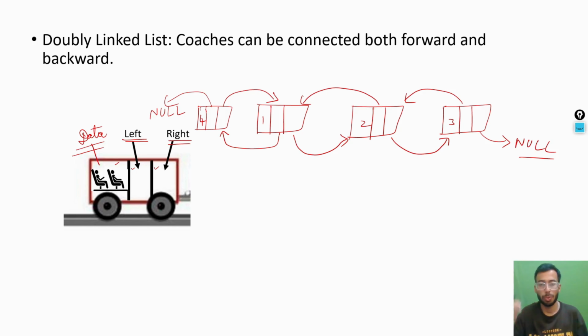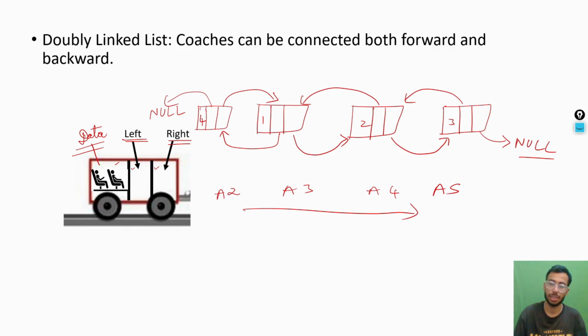Now you can assume this in terms of a train. In a singly linked list you were only allowed to move in one direction of the train. That is, you can only go from coach A2 to A3 and A4 and A5 only in this one direction. You can go from one compartment to another in only one direction.